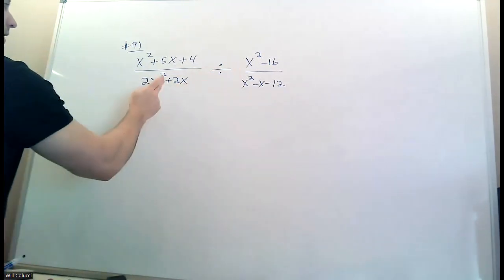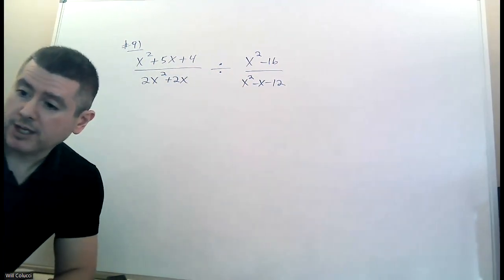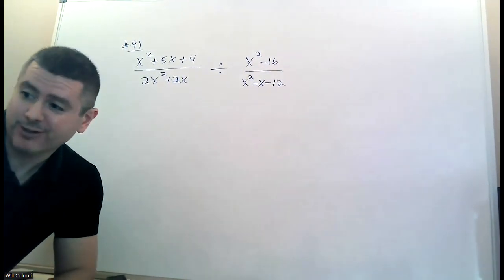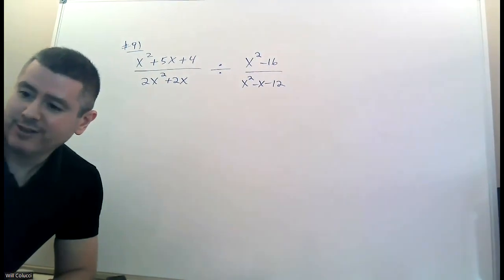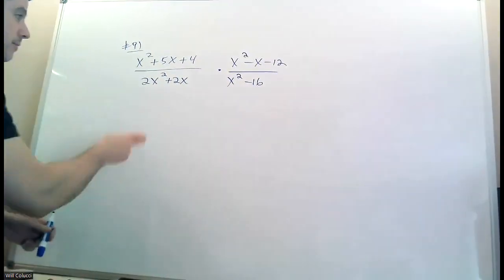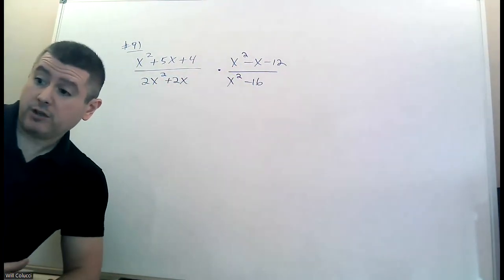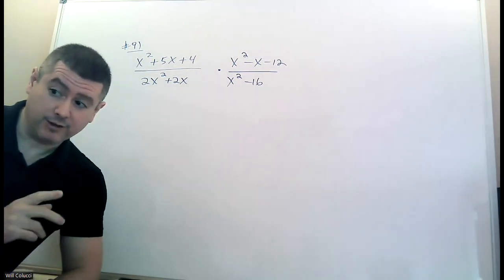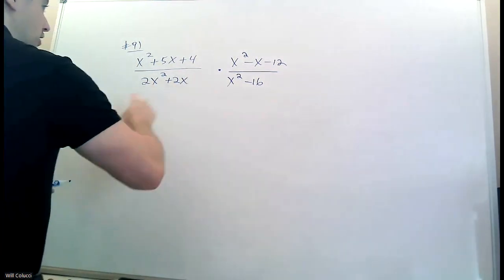Again, division: keep, change, flip. So rather than watching me erase the board and write it over again, I'm going to snap my fingers and then it'll be changed. So snap. All right, so I flipped: keep, change, flip. That's all you do, but you must do that first. Do not attempt to factor until you have flipped. If you ever see the division symbol, flip the second one, change it to multiplication.